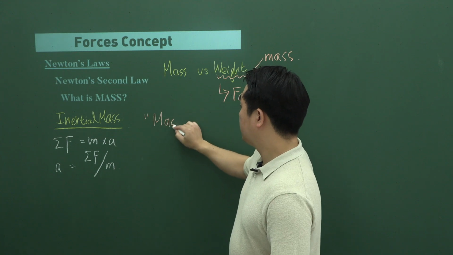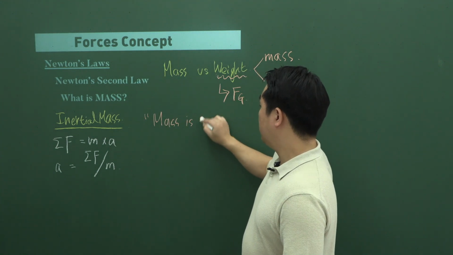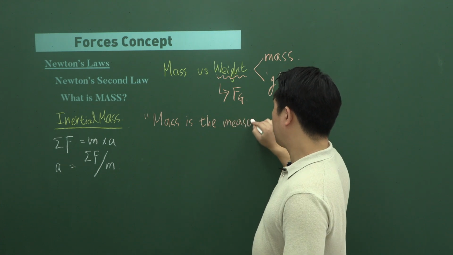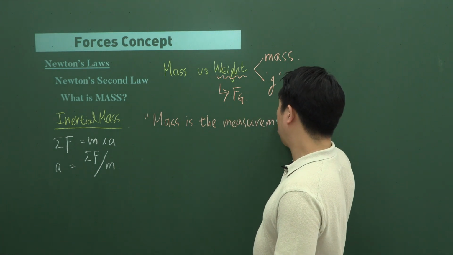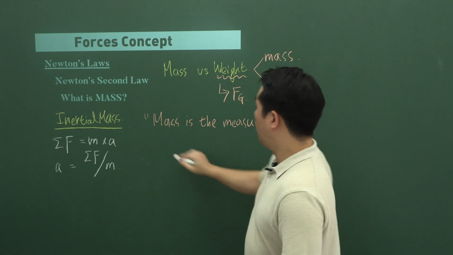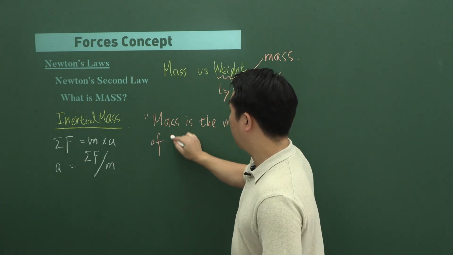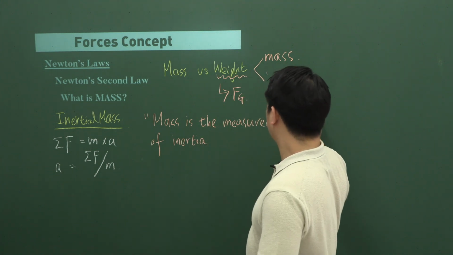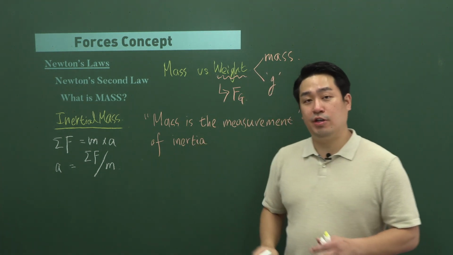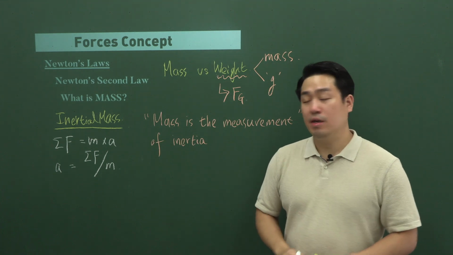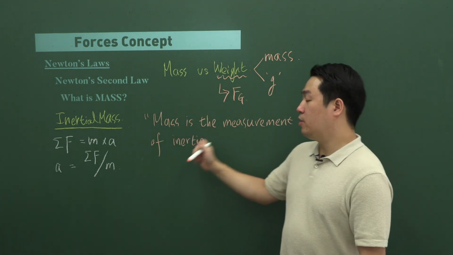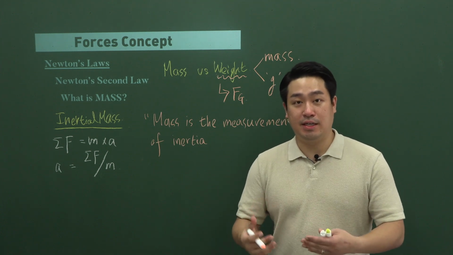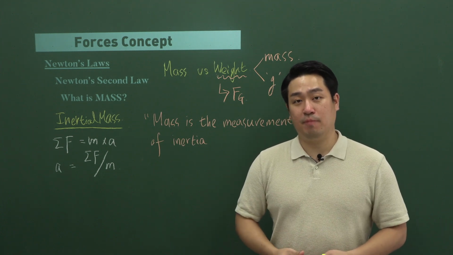Mass is the measurement of inertia. This is the definition of inertial mass. Mass is the measurement of inertia. Guys, what is inertia? Inertia is the tendency to remain in its current state of motion.